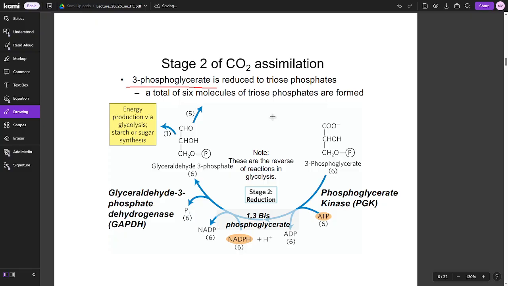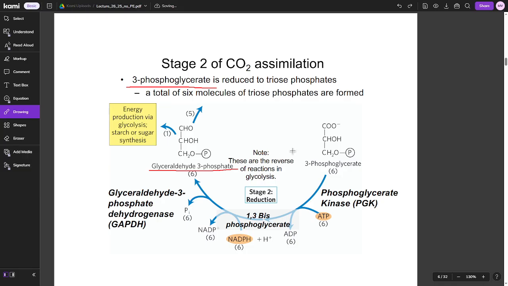we're essentially taking it and turning it into glyceraldehyde 3-phosphate, which, if you remember, is what we were doing before. In glycolysis, we go from glyceraldehyde 3-phosphate to 1,3-bisphosphoglycerate to 3-phosphoglycerate. So we go this way in glycolysis, but we're going the opposite direction in the Calvin cycle. We're just going in reverse.